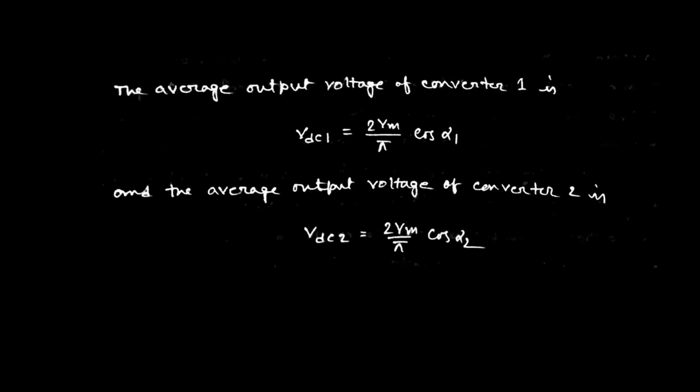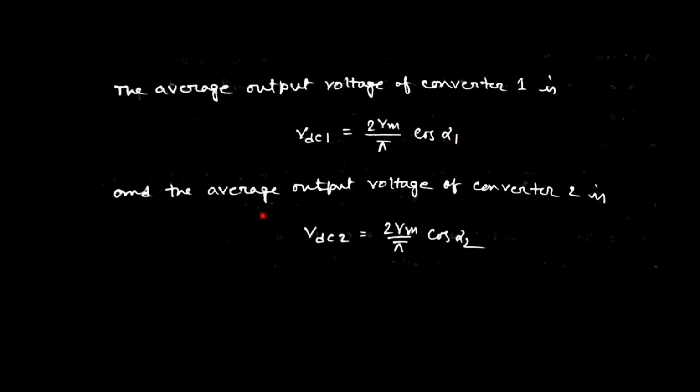So the average output voltage of converter 1, presented by VO1, is equal to 2Vm by pi cos alpha 1. Actually, this expression can be explained in case of the single phase full wave controlled converter in case of RL operation. So, as we are connected to a single phase full wave converter circuit back to back, that is a first converter which can produce this amount of voltage, VDC1 equal to this one.